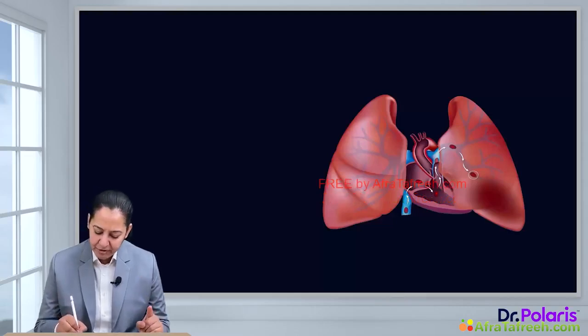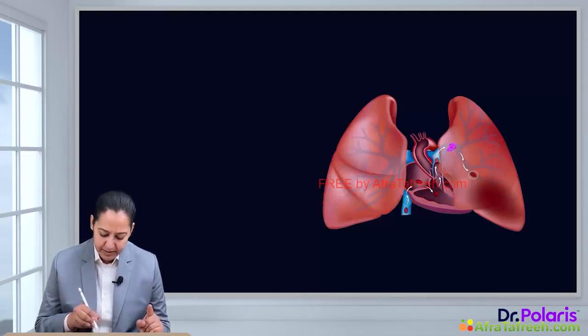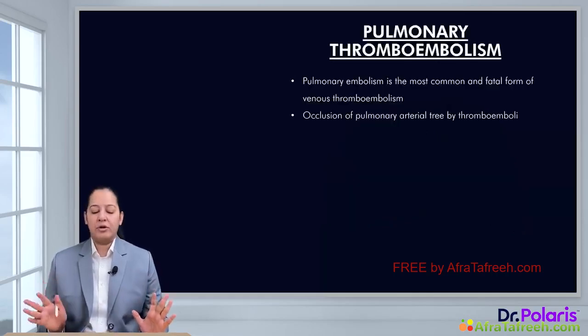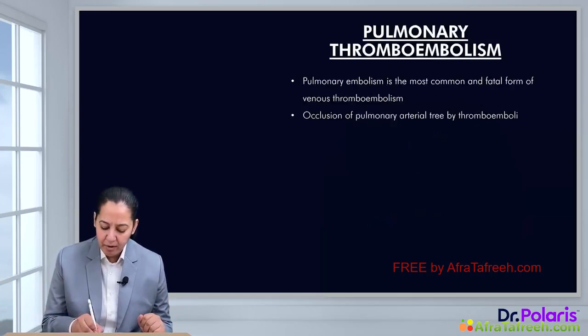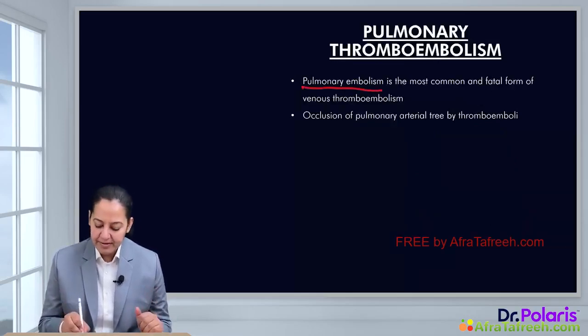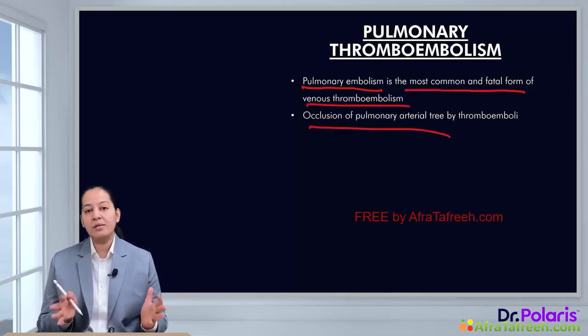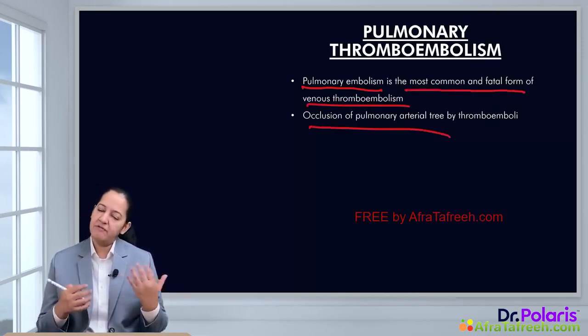Inside the lungs, you can appreciate these are the emboli. Let me draw the embolus inside the lung. This is the embolus inside the lung causing obstruction, causing pulmonary embolism, right? So what is pulmonary thromboembolism? Pulmonary thromboembolism is a pulmonary embolism. It is the most common and fatal form of venous thromboembolism. Here the occlusion of the pulmonary artery takes place because the embolus was present in one of the veins.